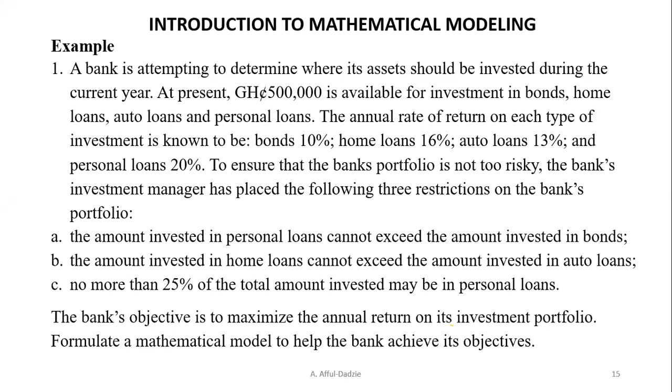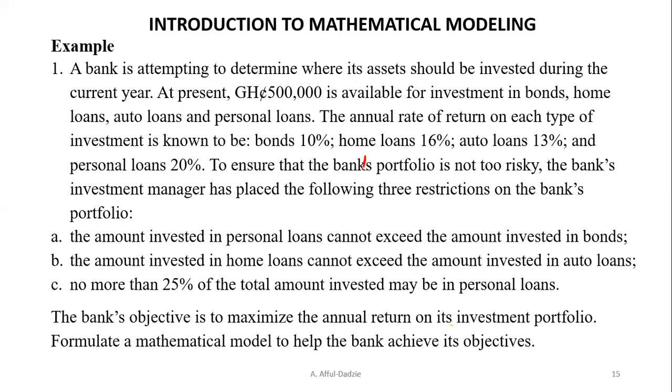It says a bank is attempting to determine where its assets should be invested during the current year. At present, 500,000 is available for investment in bonds, home loans, auto loans, and personal loans. The annual rate of return on each type of investment is known to be 10, 16, 13, and 20 percent respectively.